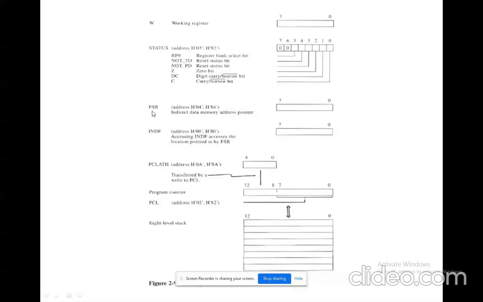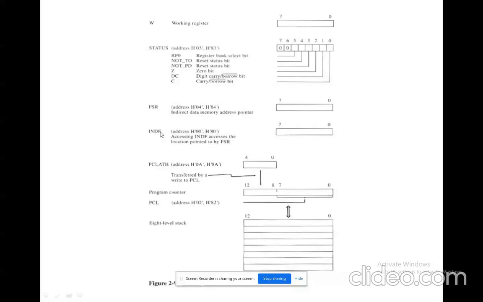Okay, and then FSR. What is FSR? File select register. Okay, so file select register is the 8-bit register. Here it will point out the address of your memory. It will be used for addressing your memory device indirectly.